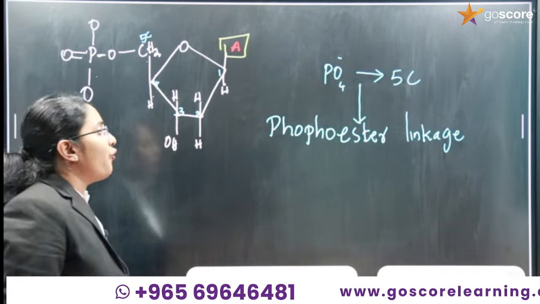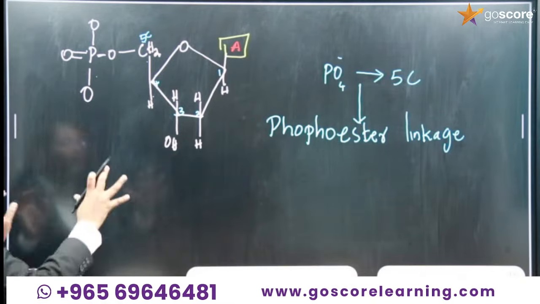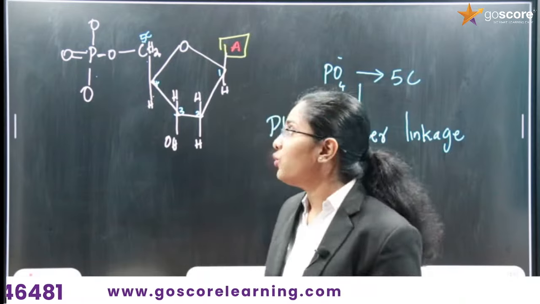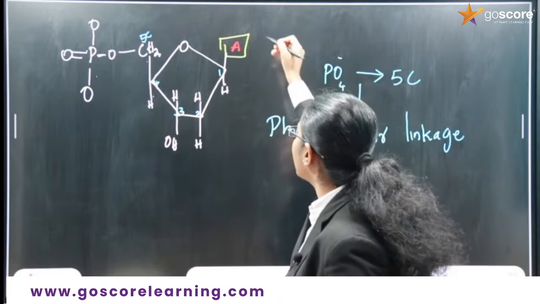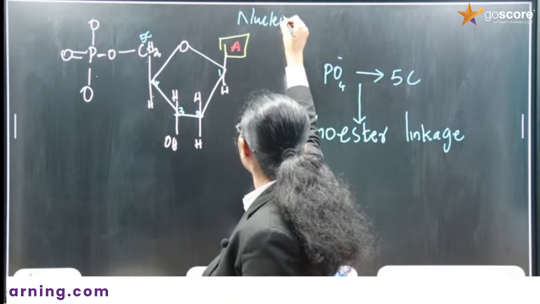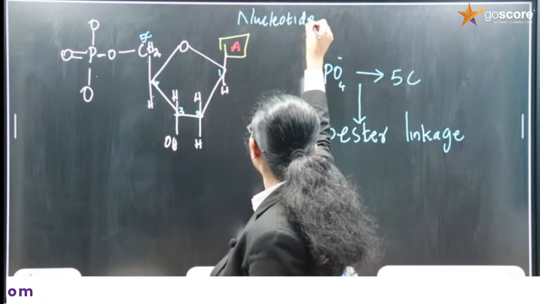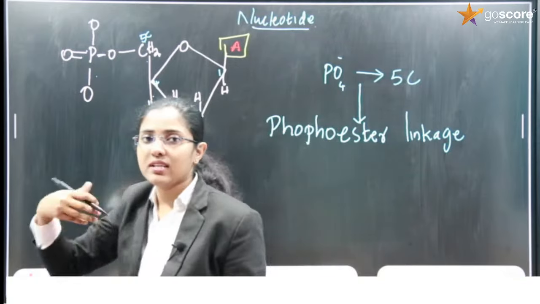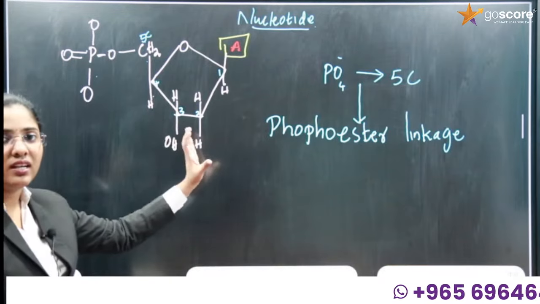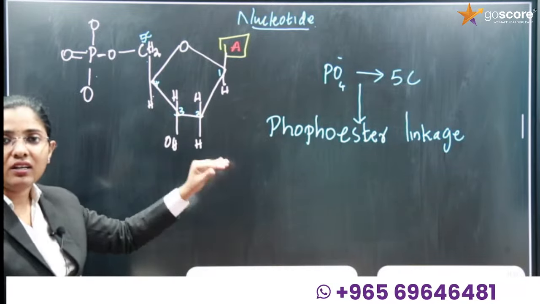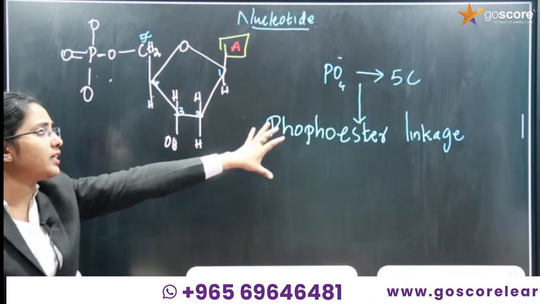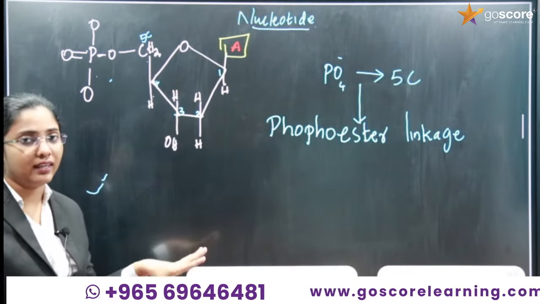Okay, clear? When a phosphate group is attached to this, then we will call it a nucleotide. Did you understand how nucleotides are formed? If a nucleoside is present, what is added to it? A phosphate group is added to the fifth carbon through the phosphoester linkage.